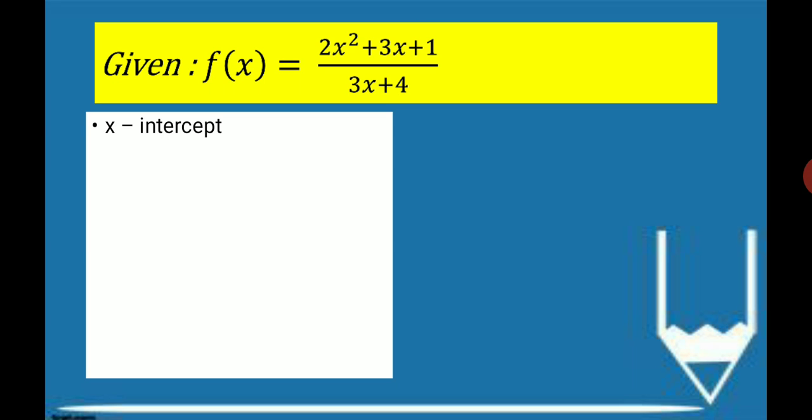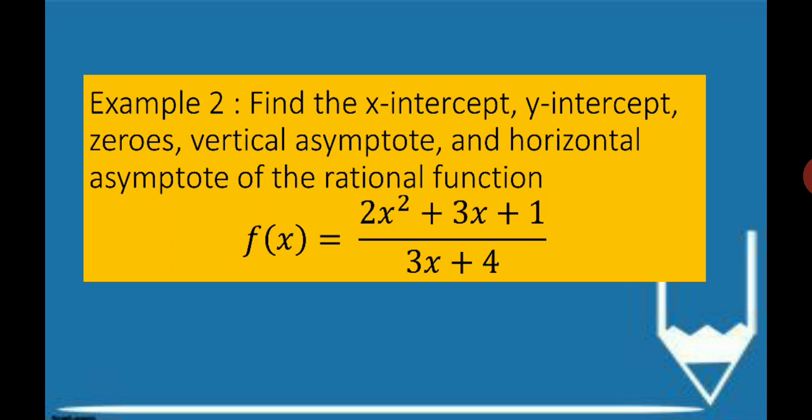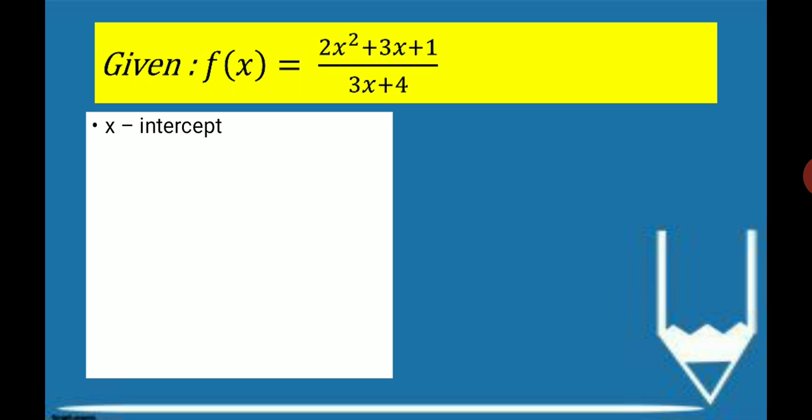Okay, so let's have f of x equal to 2x squared plus 3x plus 1 all over 3x plus 4. So, anong gagawin natin dito? Find the x-intercept, y-intercept, zeros, vertical asymptote, and horizontal asymptote. So, let's start with the x-intercept.